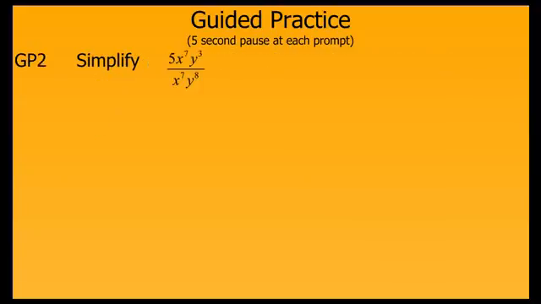Let's try another one. Again, we're simplifying an expression involving exponents. What do we do first? This time we have a constant and 2 distinct bases, x and y, so it's probably easiest to separate them out. What's next? We use our properties to simplify, getting x to the 0 and y to the negative 5th. Now what?